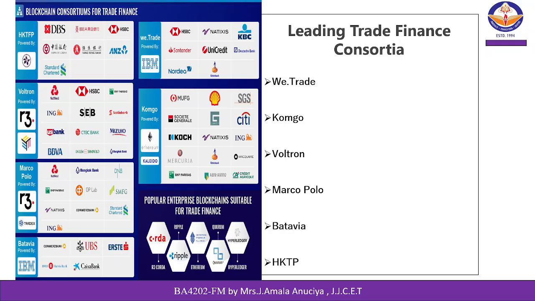Marco Polo is powered by R3 Corda and Radix. The key members include OP Lab, SMFG, Standard Chartered, and others. Their main aim is to provide better bank services. They also plan to offer better trade solutions to customers as well. Next, Batavia, powered by IBM. Key members include CaixaBank and UBS and others.